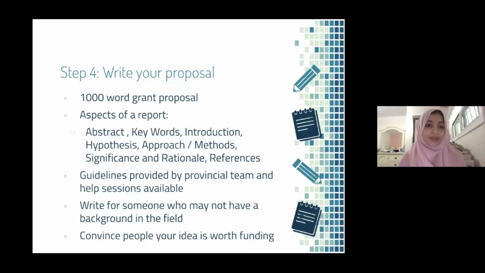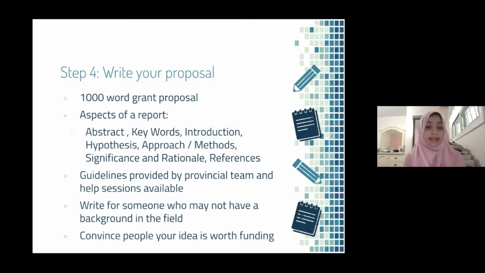Next step would be to write your proposal. So the proposal is usually 1,000 words, and there's a couple of aspects involved, such as the abstract, keywords, introduction, hypothesis, approach, methods, significance and rationale, and references. More details about each of these aspects of the report are provided by the guidelines from the provincial team, which if you choose to register will be emailed or sent to you.